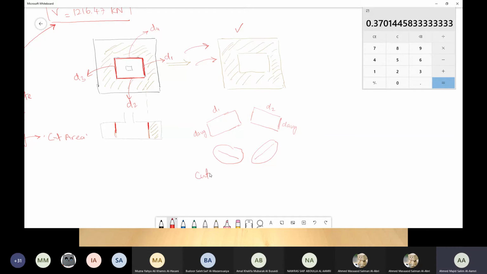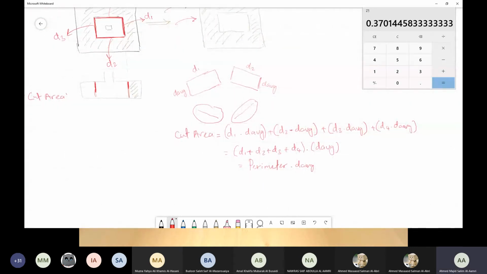So I can say now my cut area is equal to D1 into D average plus second area D2 into D average plus D3 into D average plus D4 into D average, which can be written as D1 plus D2 plus D3 plus D4 into D average, which can be written as perimeter into D average. What is the meaning of perimeter? Perimeter is another name for circumference.